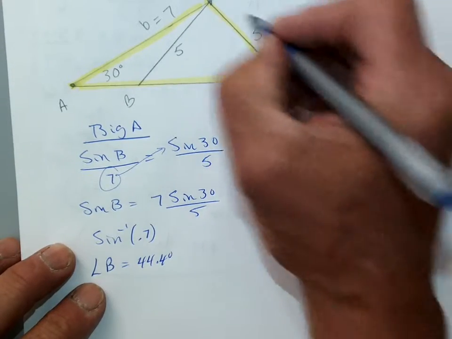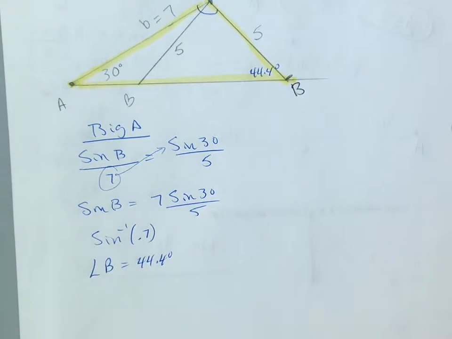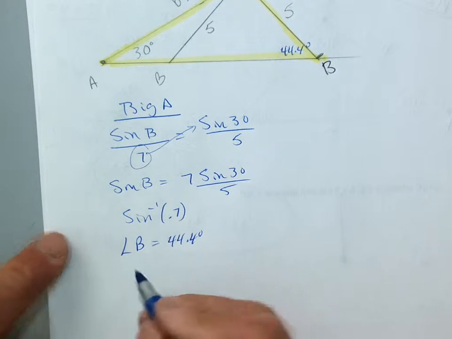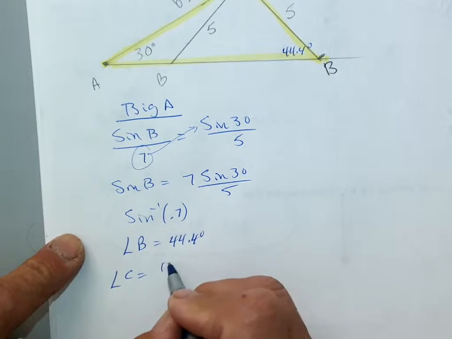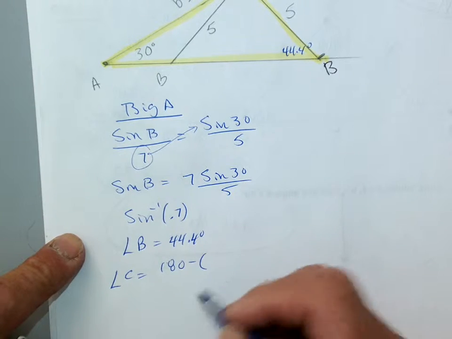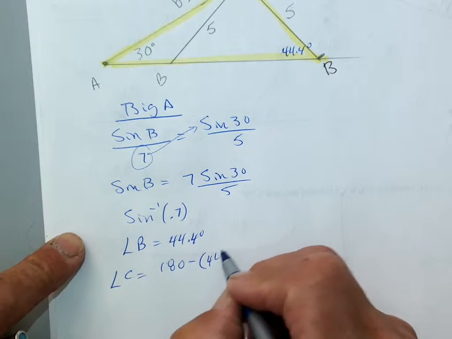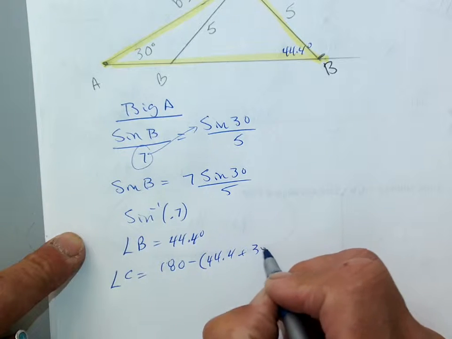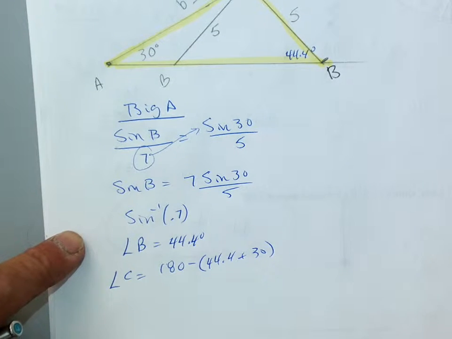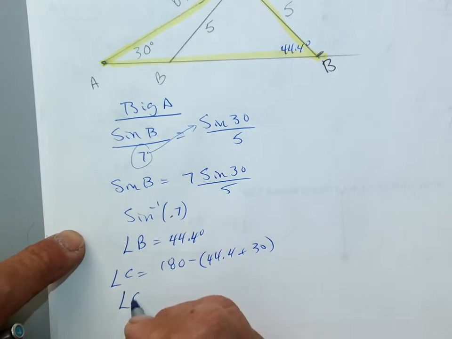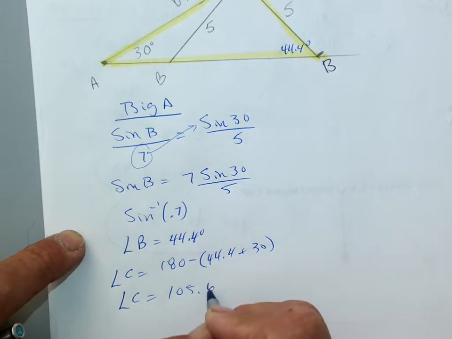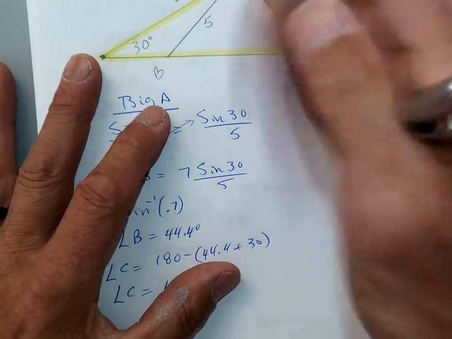44.4 degrees. Now we can get angle C from 180 degrees, which is pretty easy. Let me catch up to you, and then we'll start looking at the other triangle. So angle C is 180 minus parentheses 44.4 plus 30, and I get an angle of about 105.6 degrees.